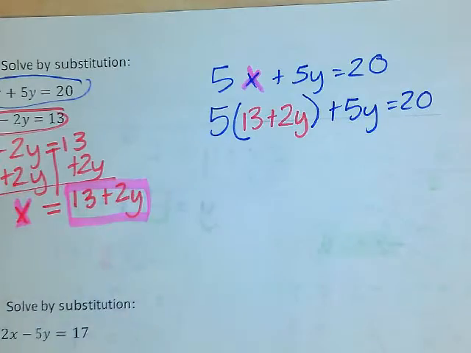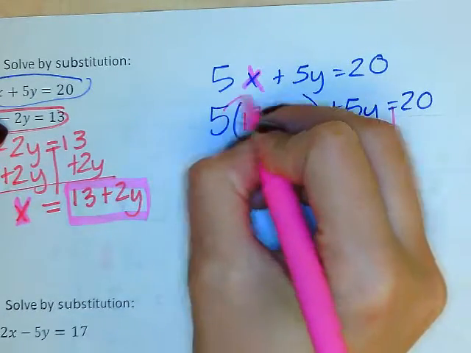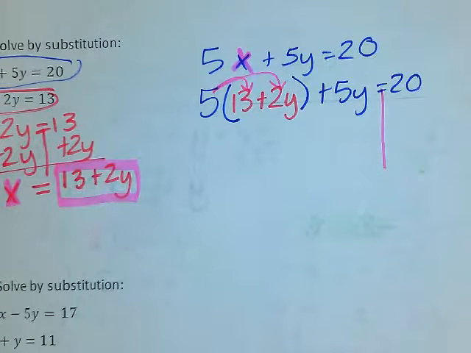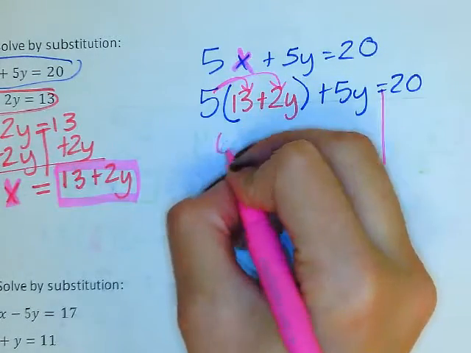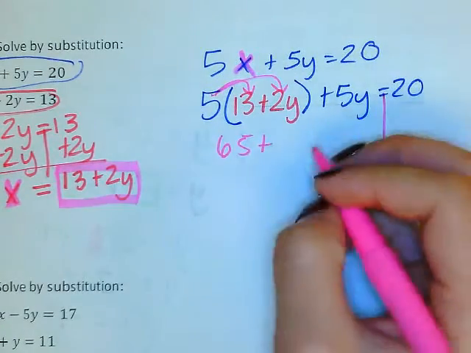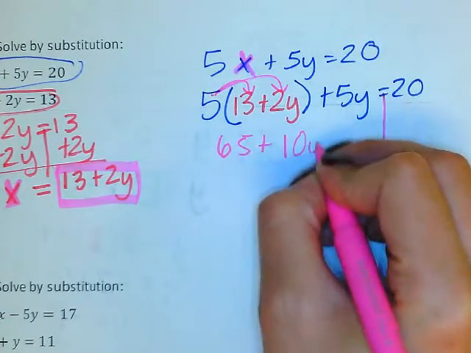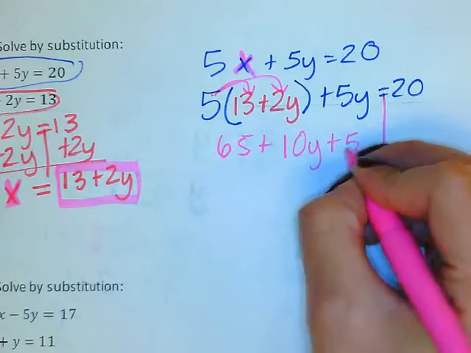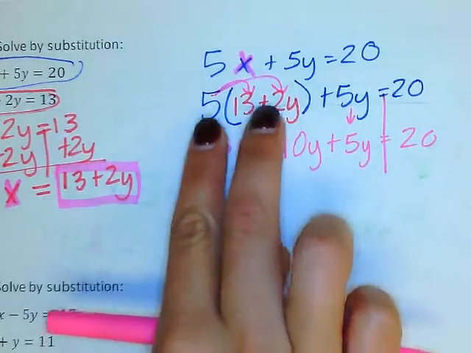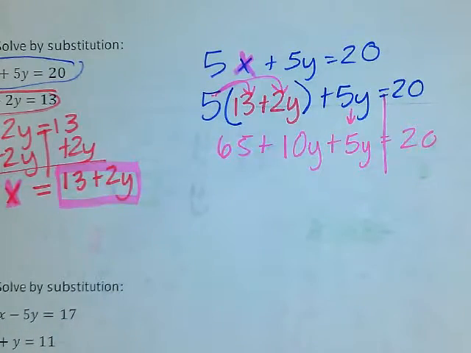So my first step would be to distribute the 5 in. Okay, so I have to multiply first 5 times 13, and that gives me 65, and 5 times 2y, and that gives me 10y. And I just bring this one down, nothing happened to it. Remember, only these two are being multiplied.